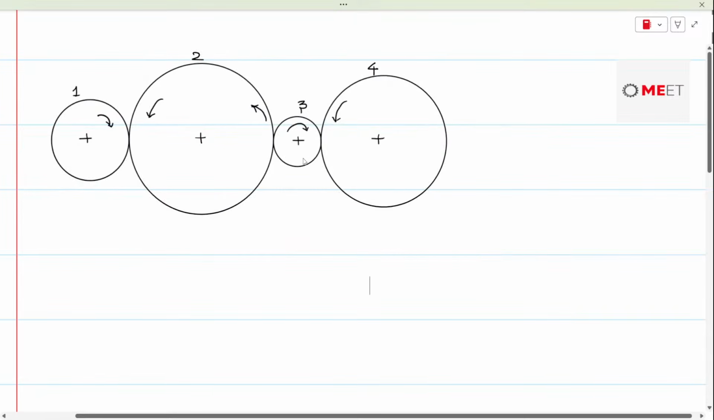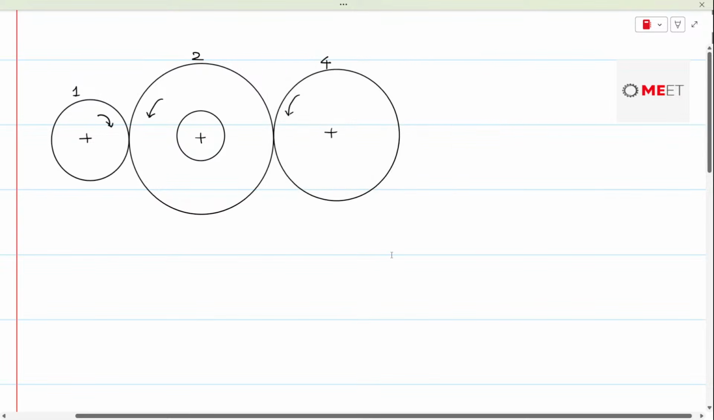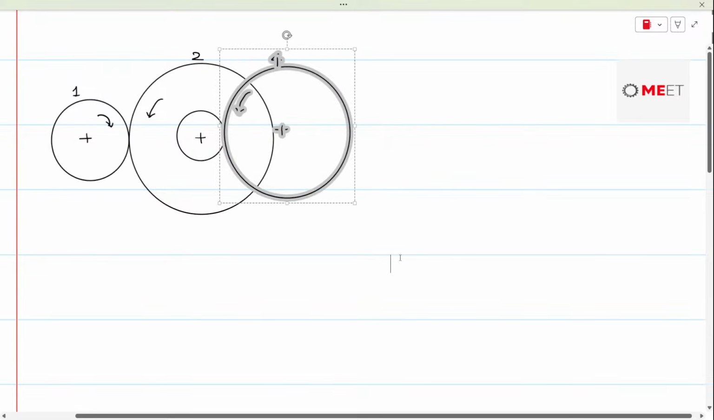So this could be gear number 3. Gear number 3, I could bring it over here, mounted on the same shaft of number 2, and gear 4 will be brought closer to this. Sorry, gear 4 will be in mesh with 3. This is how it would be.